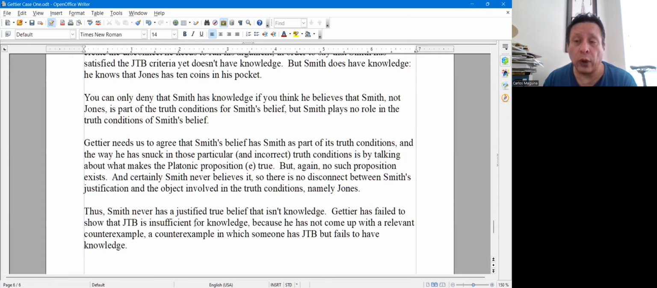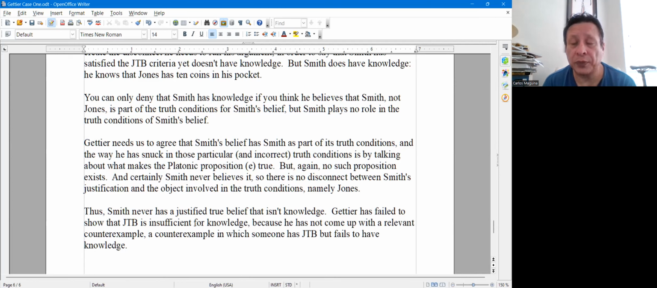And nobody has. In what context did somebody say the man who will get the job has 10 coins in his pocket and was referring to Smith? In what context? Who said that? In no context. It's never uttered, definitely not by Smith, when you realize that his belief is entailed by Jones is the man who will get the job and Jones has 10 coins. How could Smith possibly be part of the truth conditions of a proposition entailed by D? It can't, right? So that's it.